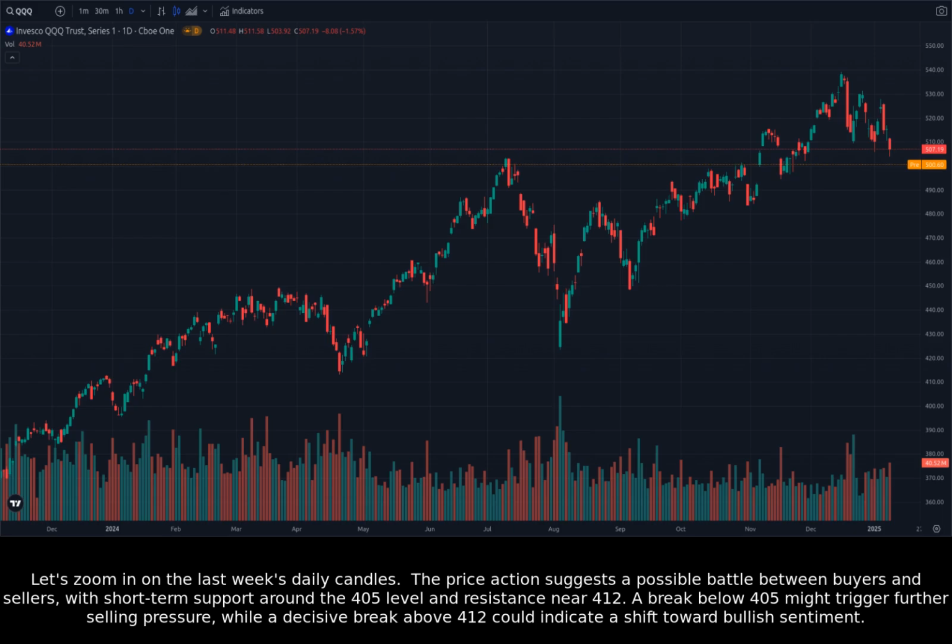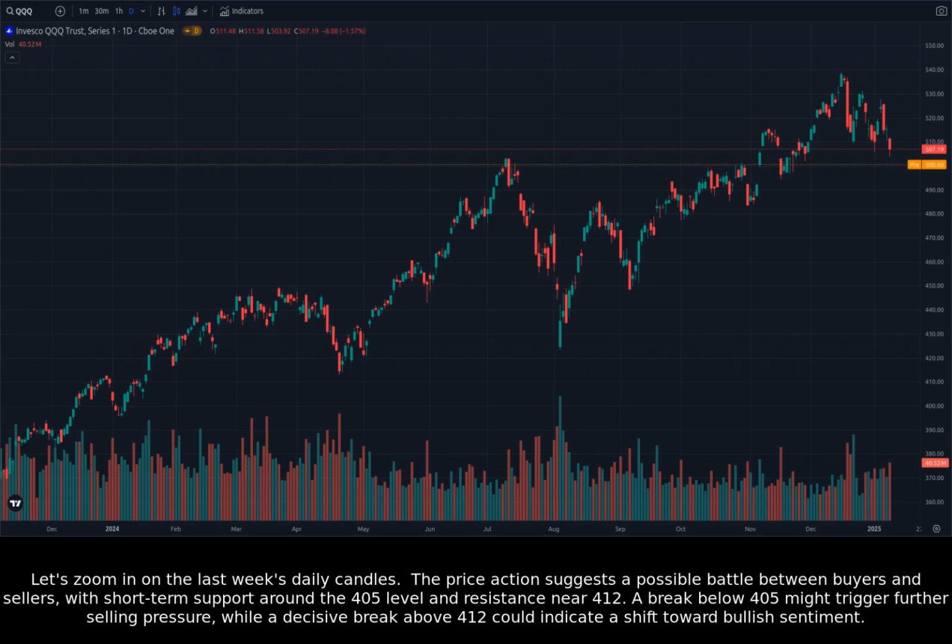The price action suggests a possible battle between buyers and sellers, with short-term support around the 405 level and resistance near 412. A break below 405 might trigger further selling pressure, while a decisive break above 412 could indicate a shift toward bullish sentiment.